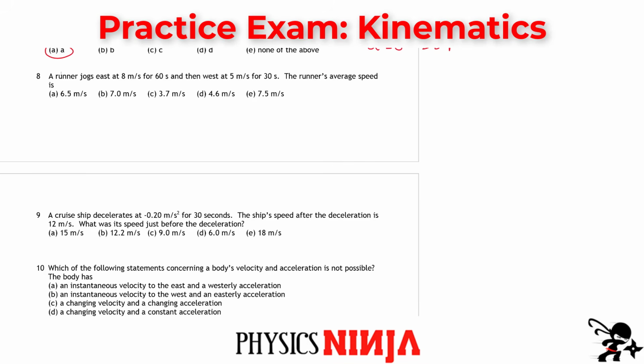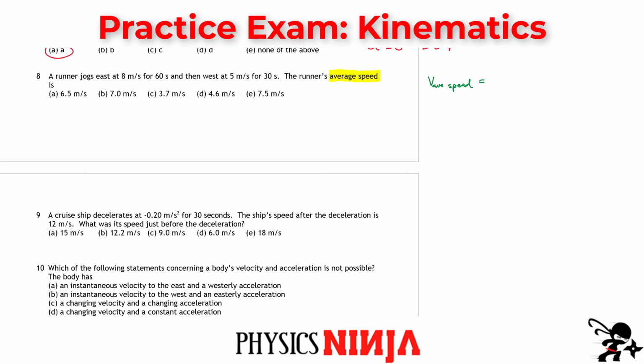All right, question 8 says a runner jogs east at 8 meters per second for 60 seconds, and then west at 5 meters per second for 30 seconds. What is the average speed? All right, so the key word here is average speed. How do you calculate average speed? This is a definition, okay? So how would I write this? Average speed.